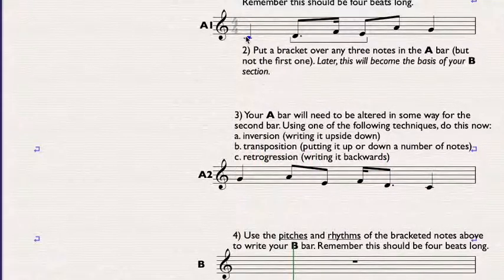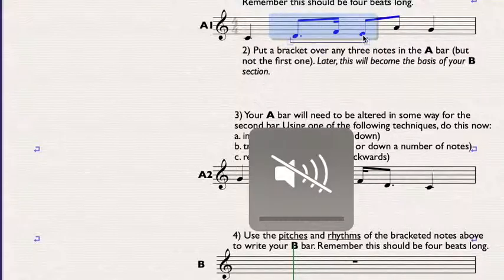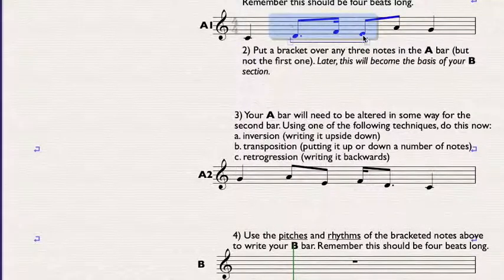Now the thing about those two, and this is a problem with writing the whole rhythm backwards as well, is that actually it often doesn't sound like the same melody. It sounds like something completely different. And this is a little bit like that because we put a bracket over these three notes here, in the first bar, because we thought those were the most interesting from a rhythmic point of view. If we take those out of the A2 bar, we're taking out the most interesting bit that we've already written.